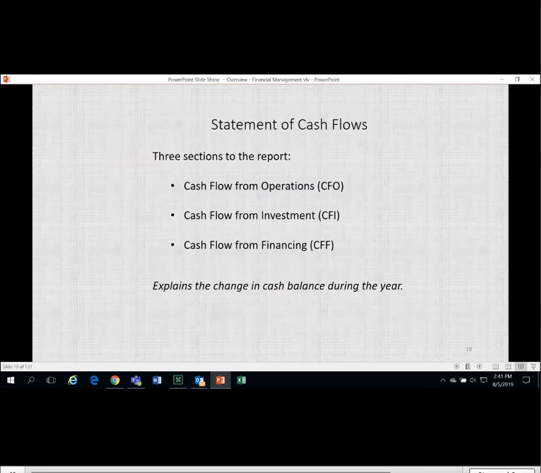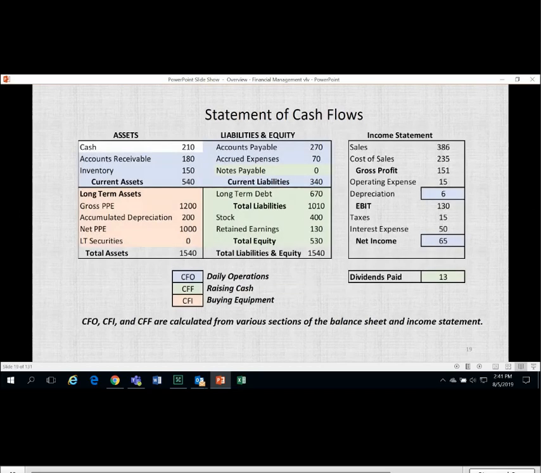Next, let's look at the statement of cash flows. There are three categories or sections to the statement of cash flows: cash flow from operations, cash flow from investment, and cash flow from finance. Let's look at a color-coded version of the balance sheet and income statement so that we can figure out where all this comes from. How do we define these three categories?